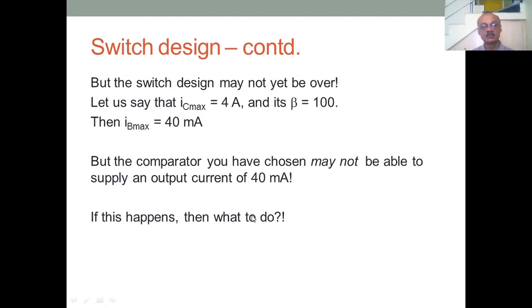What do we do then? Incidentally, by the time you design the switch, you would have designed the comparator already. So don't change the comparator. Let the comparator be. Let us see what we can do given that the comparator does not supply 40 milliamps of output current. So what do we do?